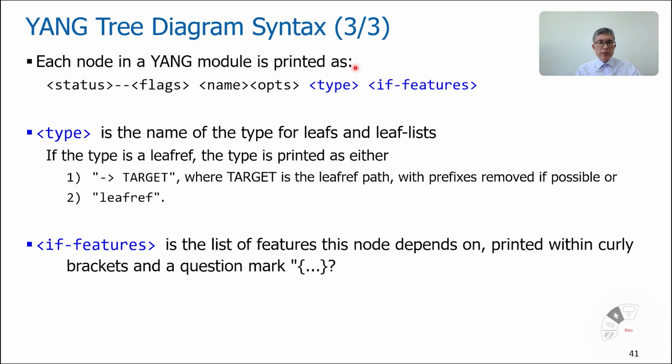And the type and the if-features. The type is the name for leafs or leaf-lists. Okay, so if the type is a leafref, a reference to a leaf, the type is printed like this, with an arrow and the target. So the target is the leafref path, with the prefixes removed if possible. Okay, if-features is a list of features this node depends on, printed with curly brackets and a question mark.